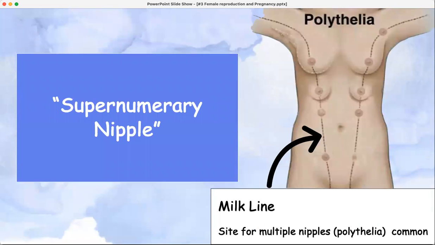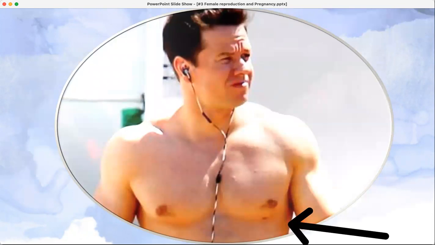These are supernumerary nipples. The medical term is polythelia, many nipples. It's not a disease or a disorder, it's just a thing. As a matter of fact, this is Mark Wahlberg with his accessory nipple.